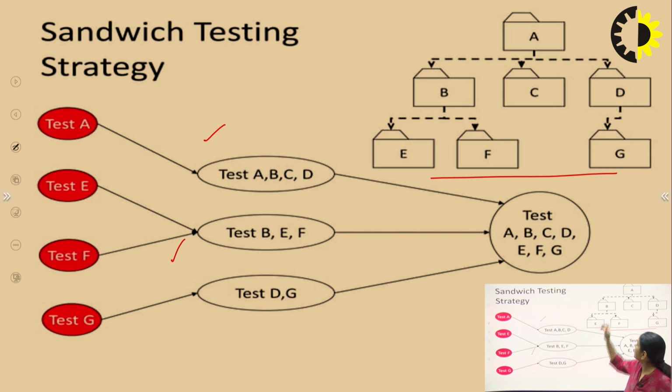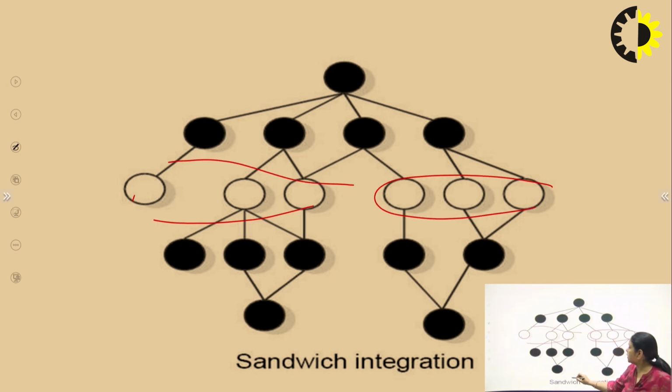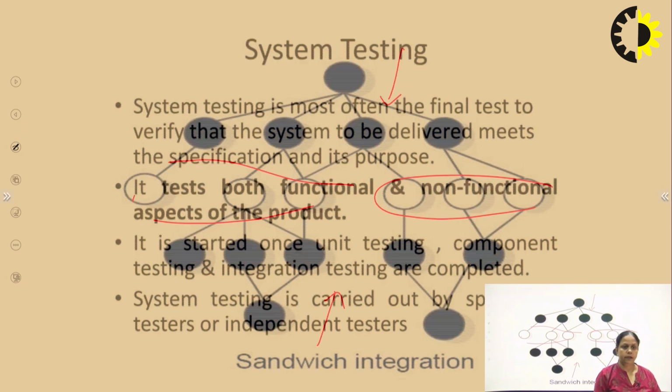So we will start from the top and we will start from the bottom also here. You can see this in the example. In this example, this is the sandwich integration, where this is the target layer. So we will start from the bottom as well as from the top. The target of this strategy is the main target layer. If the complete target layer is tested, then all the system will be tested.